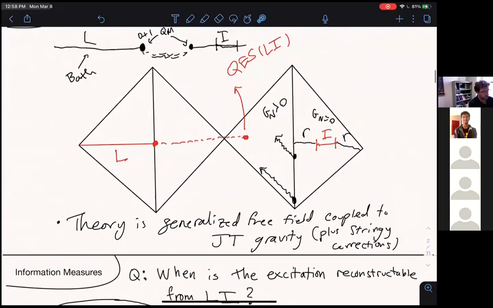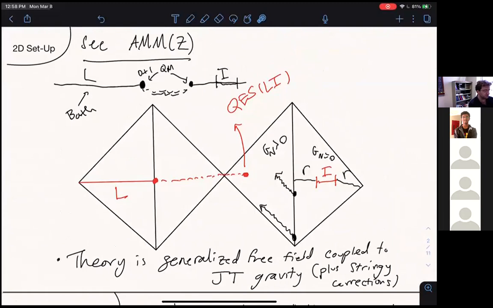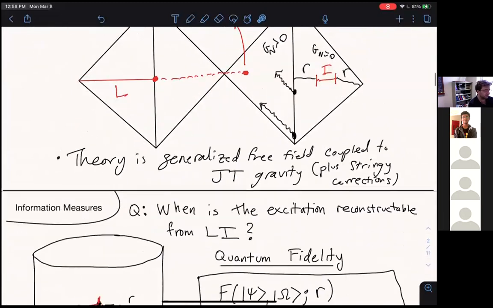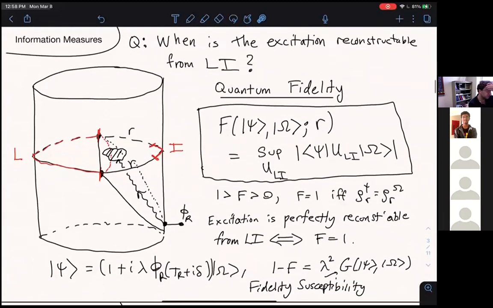Okay, so I want a quantity which senses when this transition happens. So what's a good quantity for this? This is when I'm going to introduce some information measures. So when is the excitation reconstructible from Li? I said it's reconstructible from Li when there exists a unitary supported on L union I, which removes or creates this excitation in the bulk.